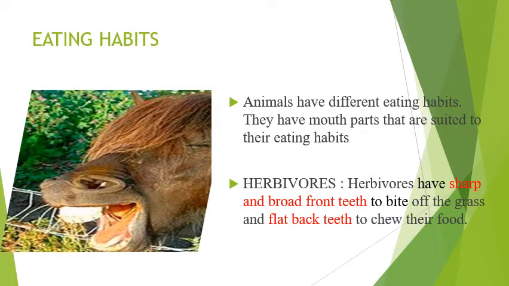We have seen that animals have different eating habits. Some eat only plants, whereas some eat only flesh. So animals have mouth parts that are suited to their eating habits. Herbivores like cow, horse, camel have sharp and broad front teeth to bite off the grass. You can see that in the picture over there. And flat back teeth to chew their food.